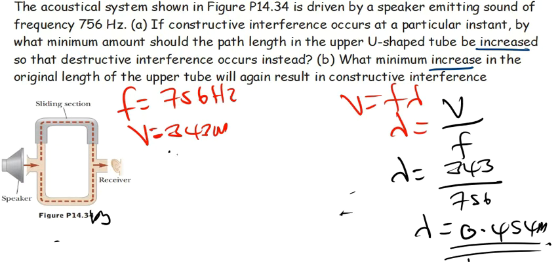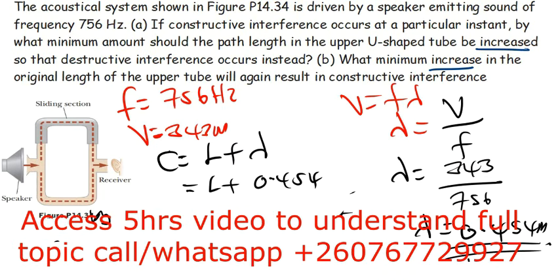Then for constructive interference, you do the same, but you know that for constructive interference to occur, the original length must be increased by the lambda. So I'll just say this plus lambda. So it has to be increased: for constructive interference to occur, the original length must be increased by 0.45 meters. So that is it for this question.